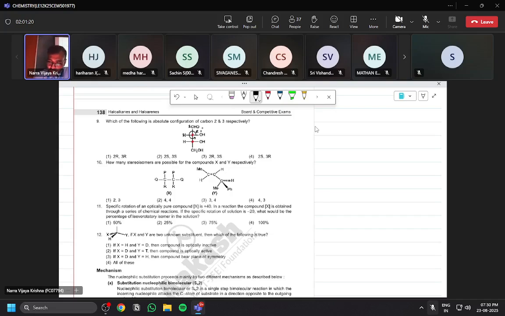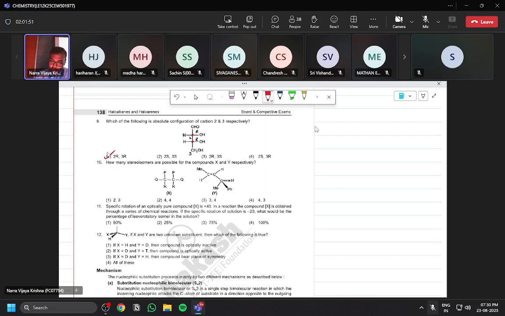Now, for below 1, first priority is O. Second priority above. Third priority below. So 1, 2, 3. What is this order? Again, anti-clockwise. But hydrogen is again horizontal. So again R. So answer is RR. RR, so answer is option 1.